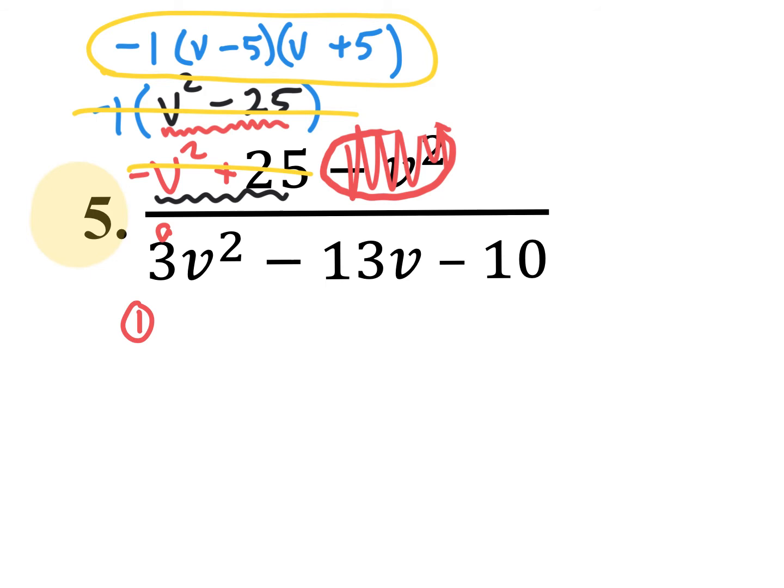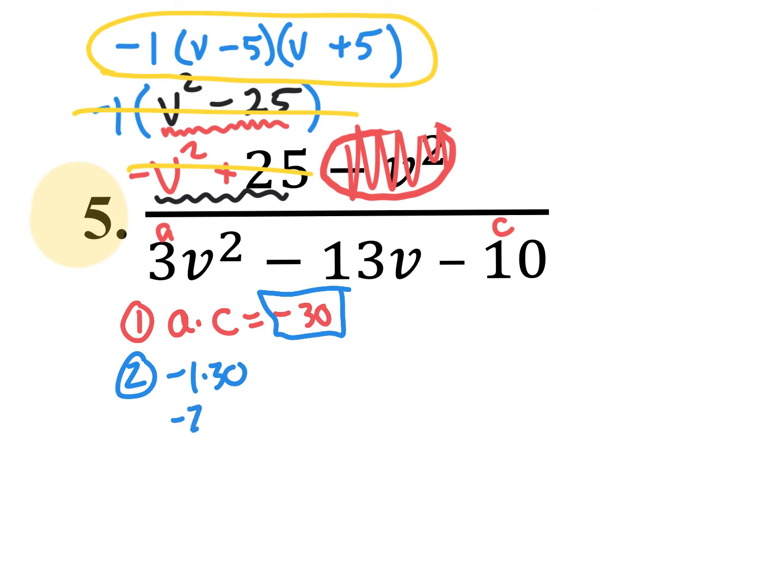Step 1 is to multiply A times C. A times C will give us negative 30. Step 2 is to think of the multiples of negative 30. Let's make a list. Negative 1 times 30, negative 2 times 15, negative 3 times 10, negative 4 doesn't work, negative 5 times 6. Those are all the possible ways of multiplying numbers together to give us negative 30 besides changing signs. So let's now start combining and seeing which of those pair of numbers combines together to give us this middle value, negative 13, okay?